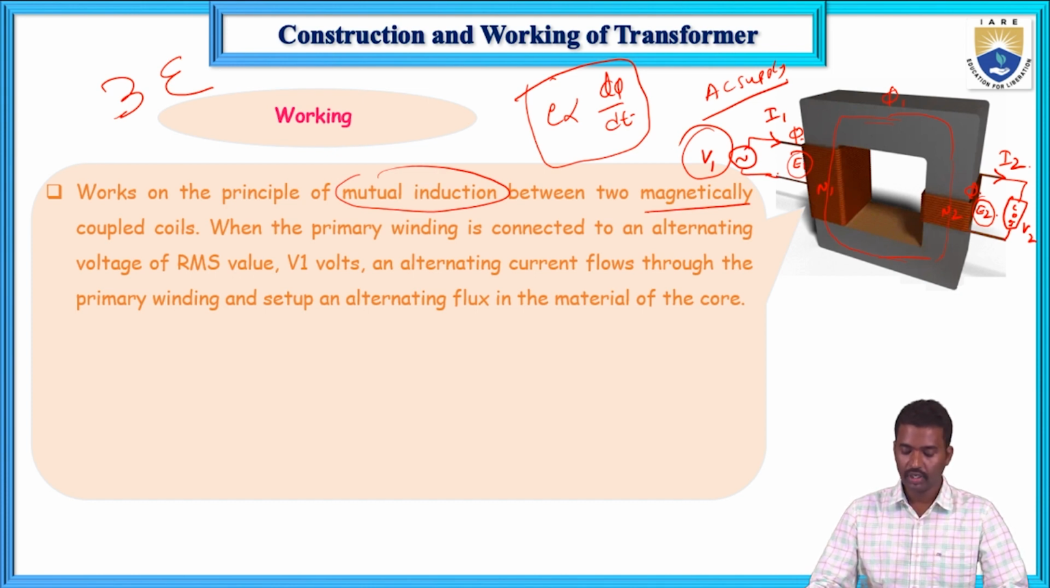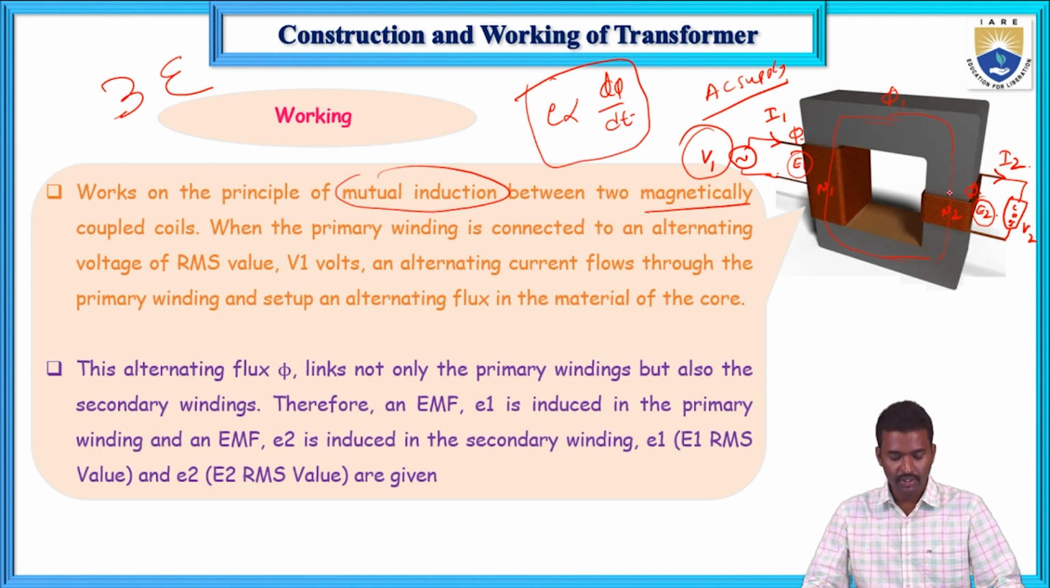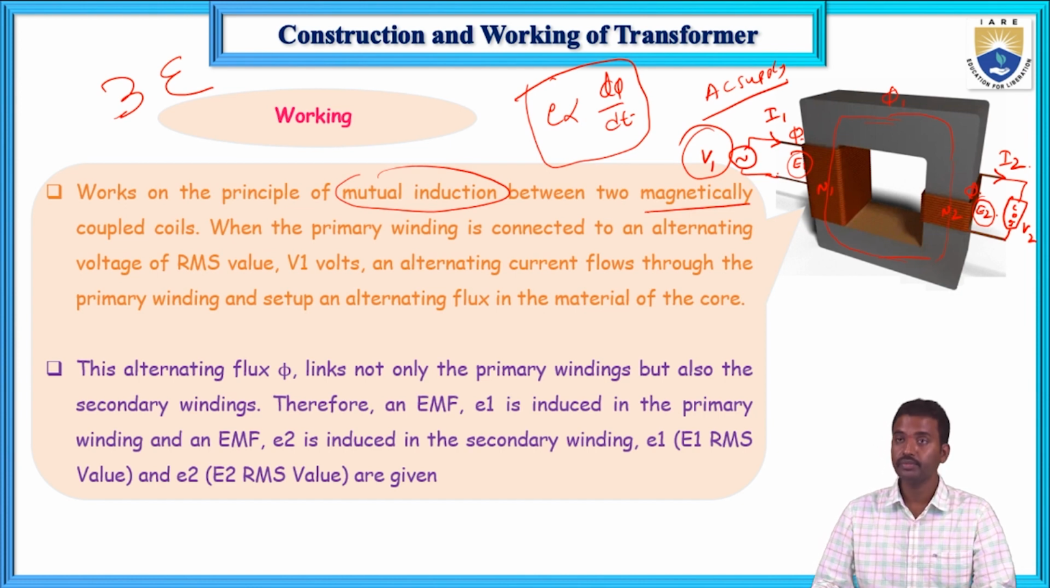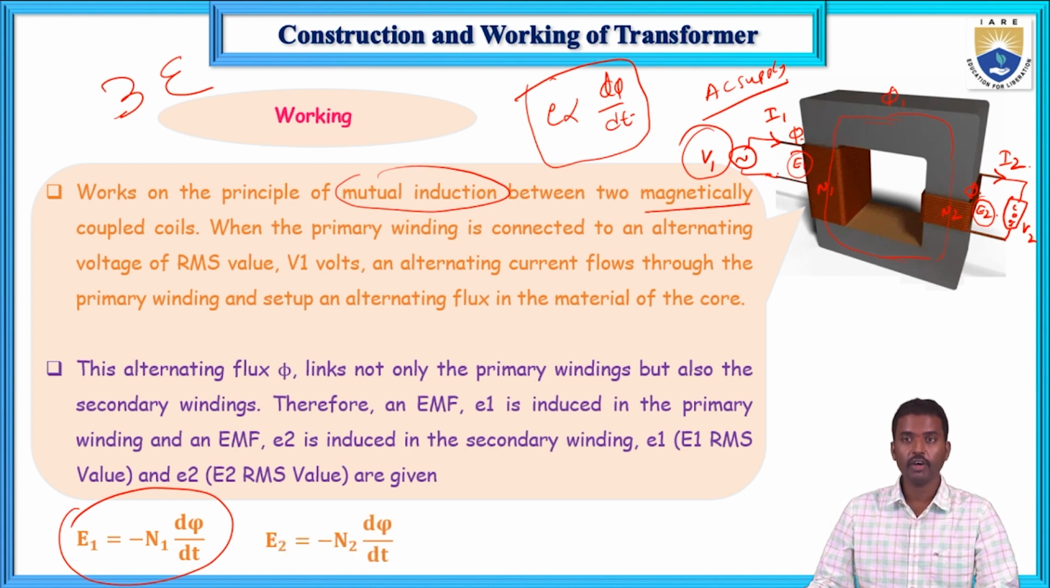That is V1, and current flows in this winding, and it sets up the alternating flux phi. This flux links not only with the primary winding but also with the secondary winding, and E1 and E2 will be developed. So according to E directly proportional to d phi by dt, E1 equals minus N1 d phi by dt, and E2 equals minus N2 d phi by dt.